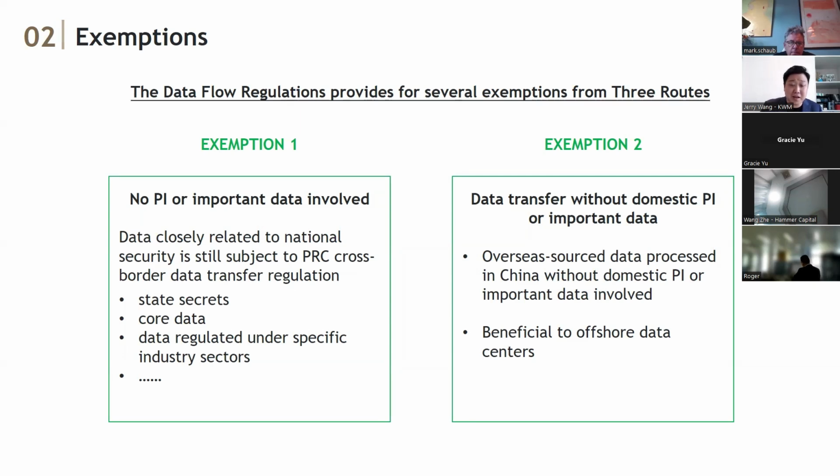This is more of an emphasis, because all along the Chinese rules on cross-border transfer only apply to personal information and important data. So if you have no important data or personal information to be transferred outside China, absolutely the rules will not be applicable. But I think this clarification helps to set the point that the rules only apply to the PI and the important data. So this is the first exemption.